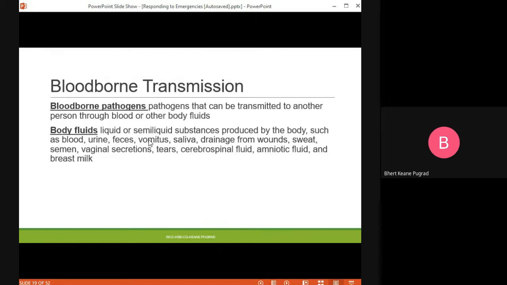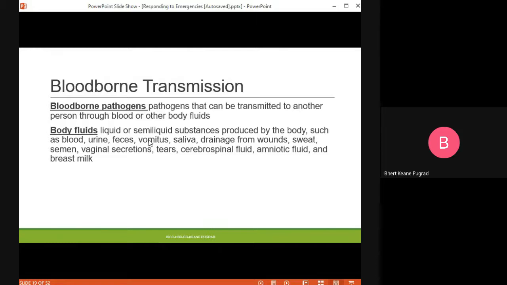This is cerebrospinal fluid, yan yung fluid sa ating spine, no? Sa ating meninges, sa may section ng ating brain, outer layer section of our brain, andun yung mga CSF natin. Okay, so those are considered to be infectious. Okay, you also have your amniotic fluid.